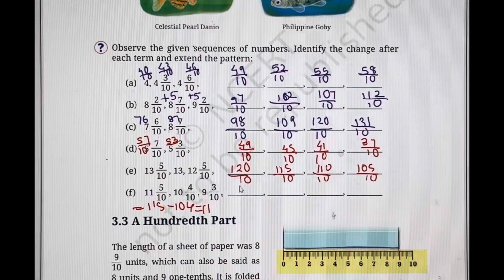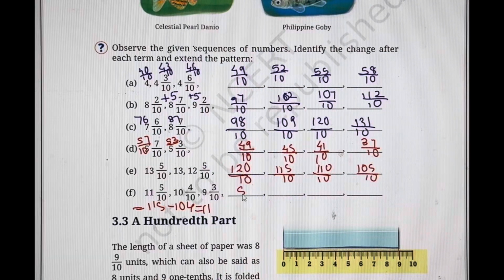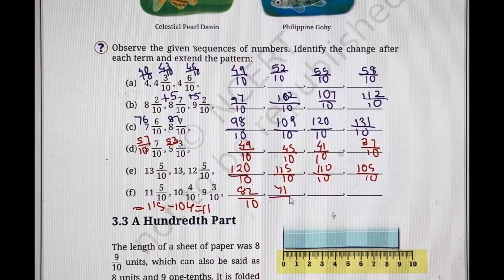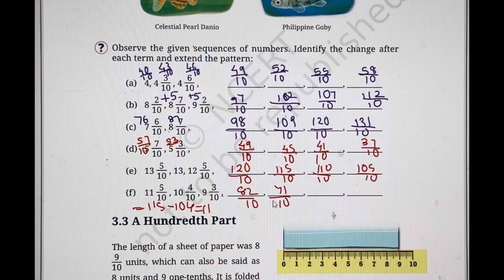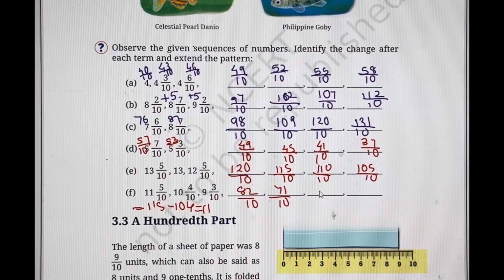So now 93 minus 11 will be 82 upon 10. 82 minus 11 is 71 upon 10. How can you subtract 11 mentally? 82 minus 10 you do, then subtract 1 more. So 82 minus 10 is 72 and reduce 1, so 71. Similarly, 72 minus 11, that's easy, so 60 upon 10. And 60 minus 11 is 49 upon 10.